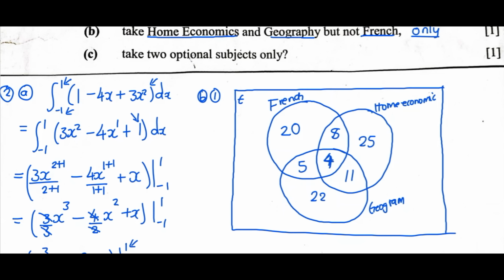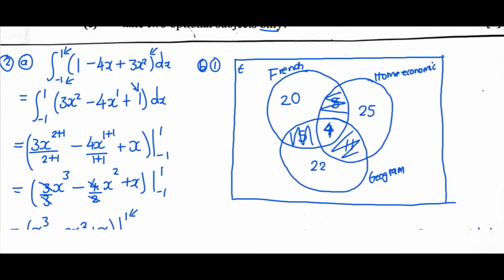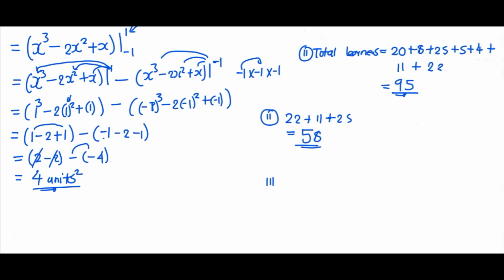Take 2 optional subjects only. So where do we get the answers if you are given 2, with this language only? So where we get is where I'm crossing this. So this is where we have 2 only. So it's 8 plus 5 plus 11. So 8 plus 5 plus 11, I'm getting 24 as my answer here.